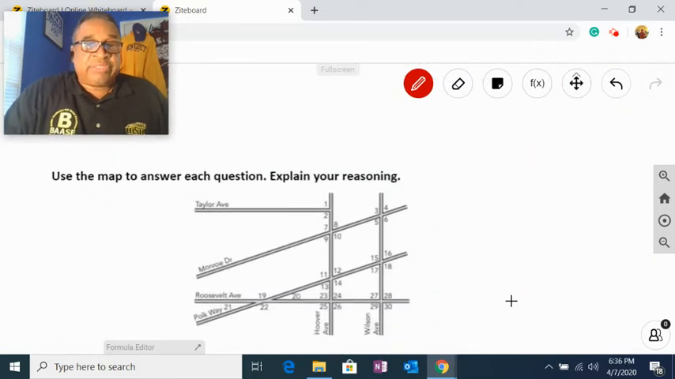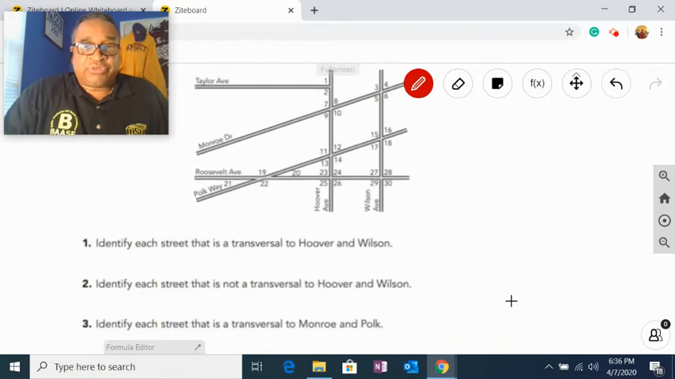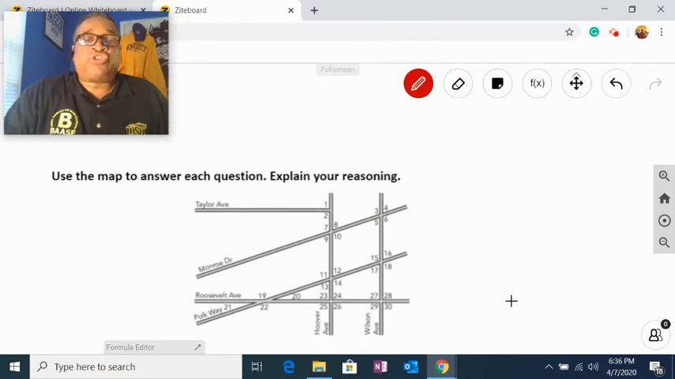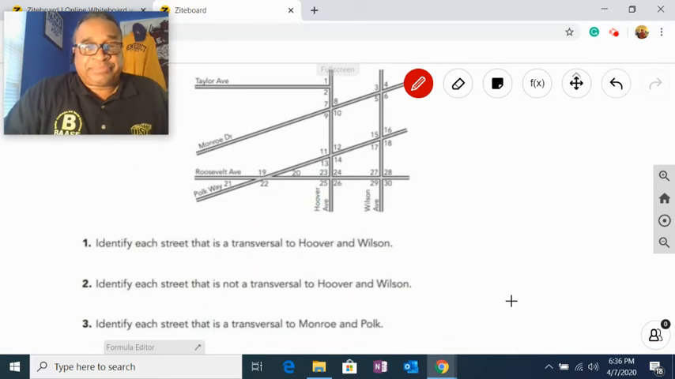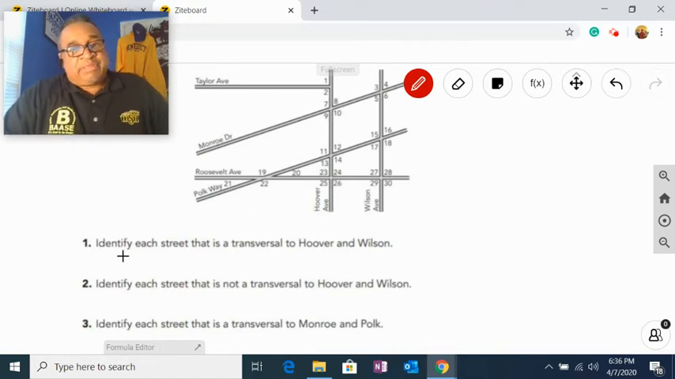Okay, here's another little exercise, a little stretch your thinking, looking at streets. And remember what a transversal is. It intersects two lines there. So identify each street that is a transversal to Hoover and Wilson. Well, this would be Polk Way. Okay.